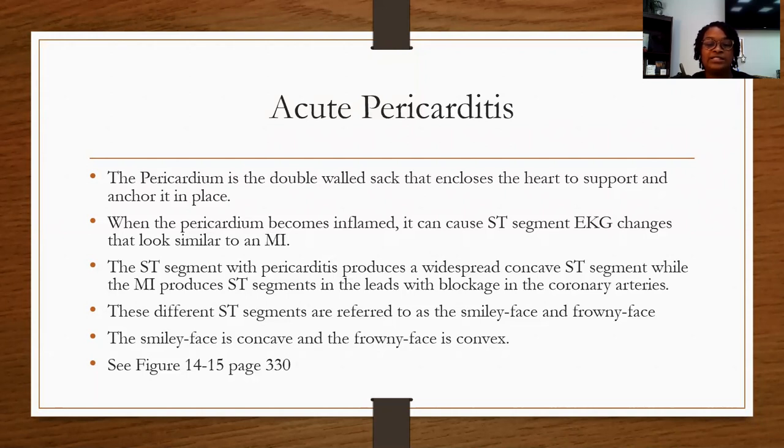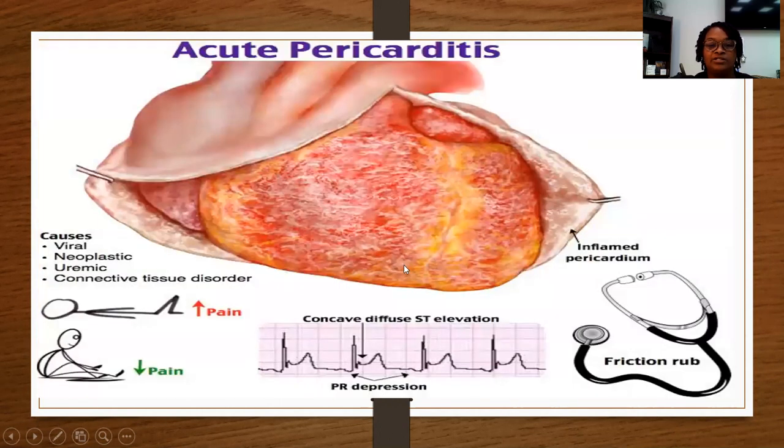These different ST segments are referred to as your smiley face and your frowny face, okay? The smiley face is concave and your frowny face is convex. And you can see an illustration of that also on figure 14-15, page 330 in your text. And here's an illustration of what acute pericarditis looks like. And here where you see your ST segment elevation.